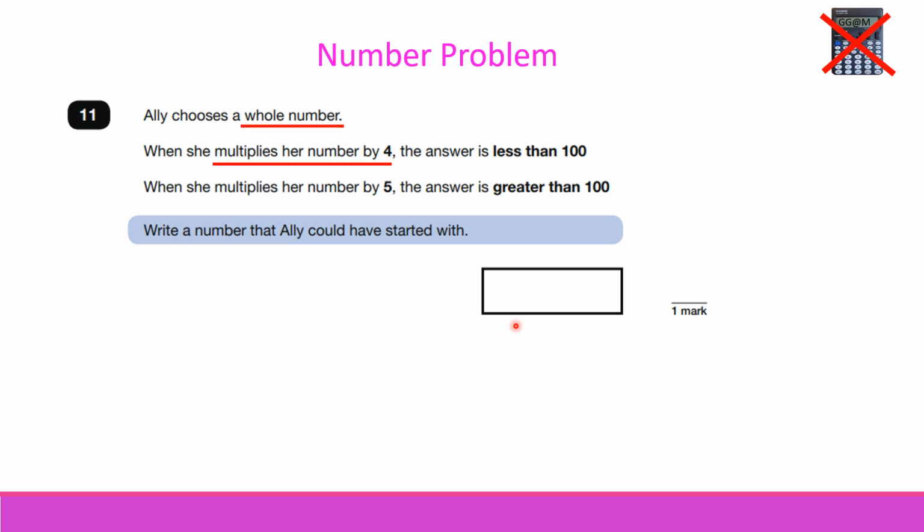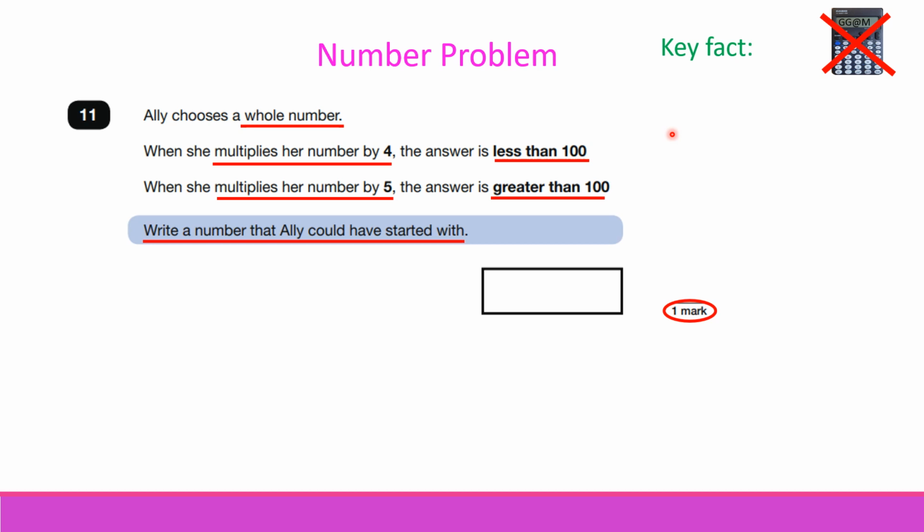You're told that it's multiplied by 4, the answer is less than 100. When the same number is multiplied by 5, the answer is greater than 100. And you've got to write down a number that could have been chosen to start with. So you've got to find one number. Now there could be more than one answer for this. Any correct answer will give you the 1 mark in the exam. And you need to remember to write your answer in the box provided.